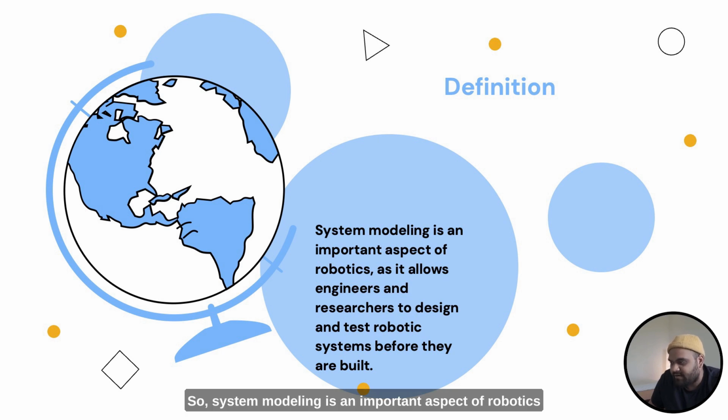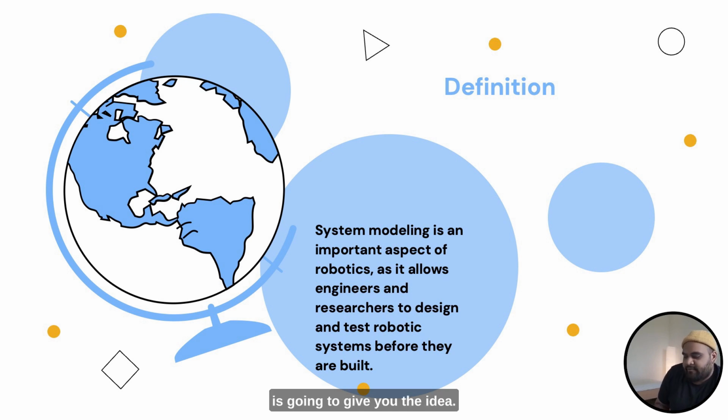System modeling is an important aspect of robotics as it allows engineers and researchers to design and test robot systems before they are built. The main idea here is that you need to analyze all the systems before they are even built. You don't need to build them. Before you finish your planning, you need to try them out in a software simulation, and that's what system modeling helps you do. You're going to take all these parameters, analyze all of them, and then formulate an equation which is going to give you the idea.